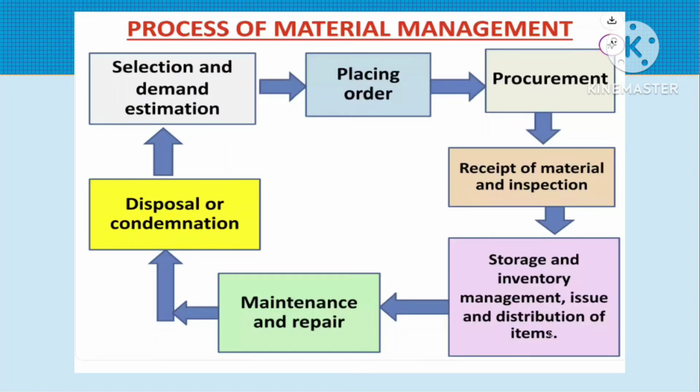Issue and distribution of items. Once you get the material, issue to each ward according to the demand there. Then maintenance and repair. You have all the equipment in the ward, maintaining it properly, maintaining registers, stock, inventory. Then if anything is not working, sending it for repair and keeping it ready. Then disposal or condemnation. After use of the material, how you are disposing it, waste management or condemnation. Any equipment which is not working, how you dispose it, that is condemnation. All these are the steps in the process of material management.